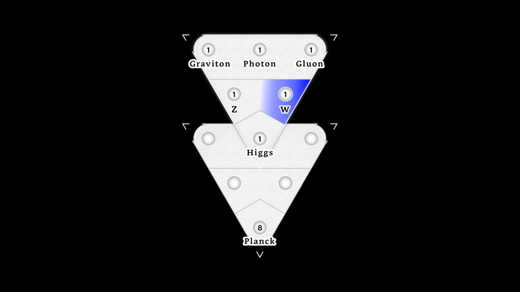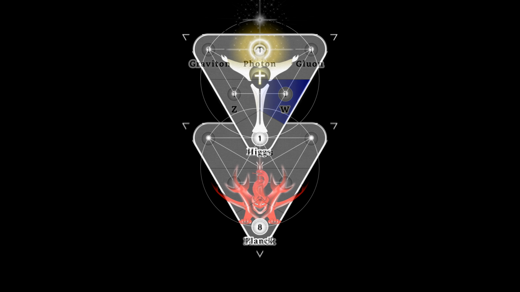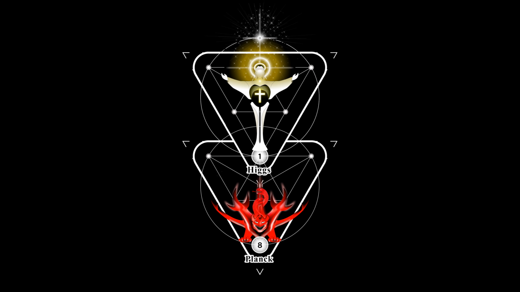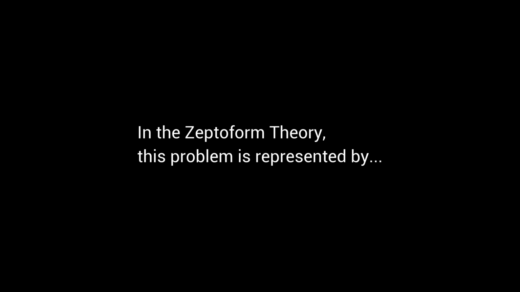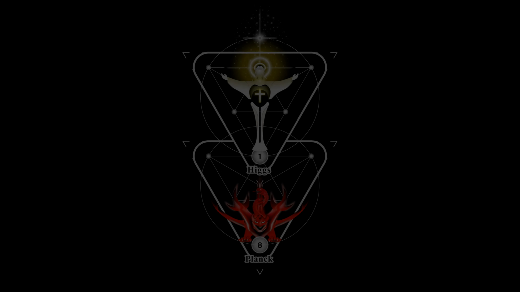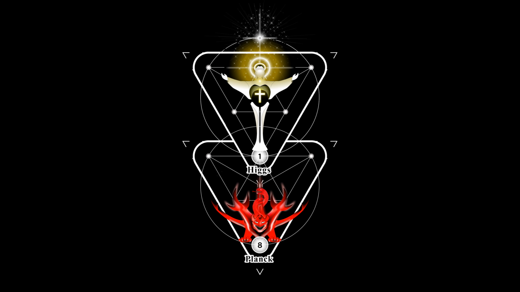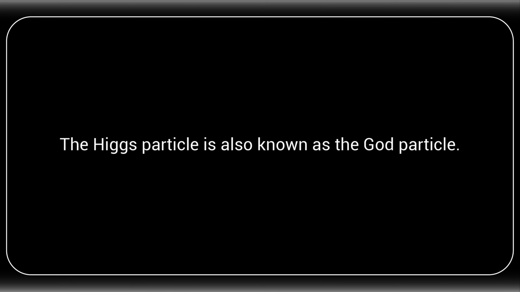As already discussed, the Planck particle and the Higgs particle can be represented by type 8 and type 1. Then, there is a fundamental question in physics. Why is the Higgs particle much lighter than the Planck particle? This question is called the hierarchy problem. In the Zeptoform theory, this problem is represented by the relationship between God and beast, as illustrated. Note: The Higgs particle is also known as the God particle.